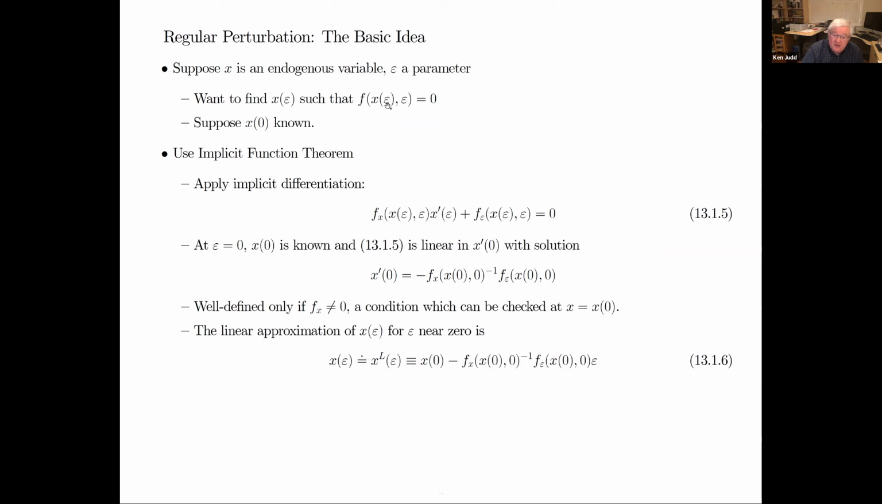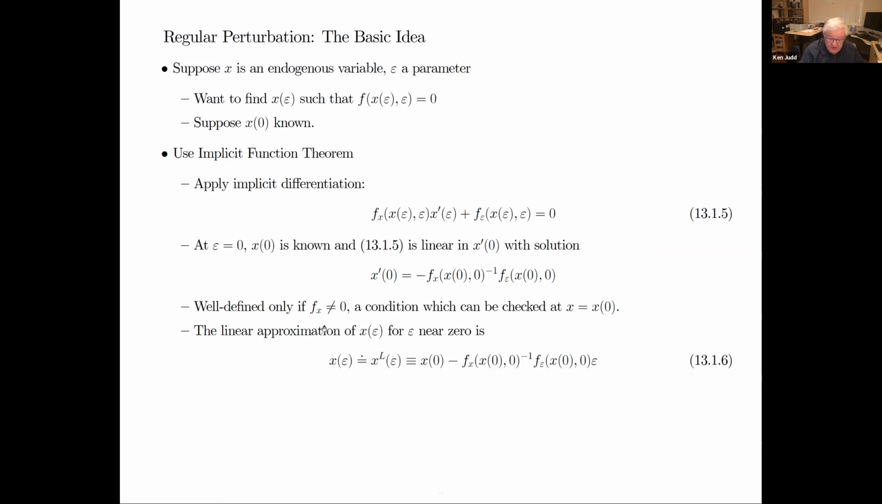But you know that in general, x of epsilon is related to epsilon according to this implicit equation. So what do you do? You apply implicit differentiation, and now you find out that x prime is the inverse. Now, by the way, this is just the partial derivative of f with respect to the single variable x. And as long as that's not 0, then you can invert.